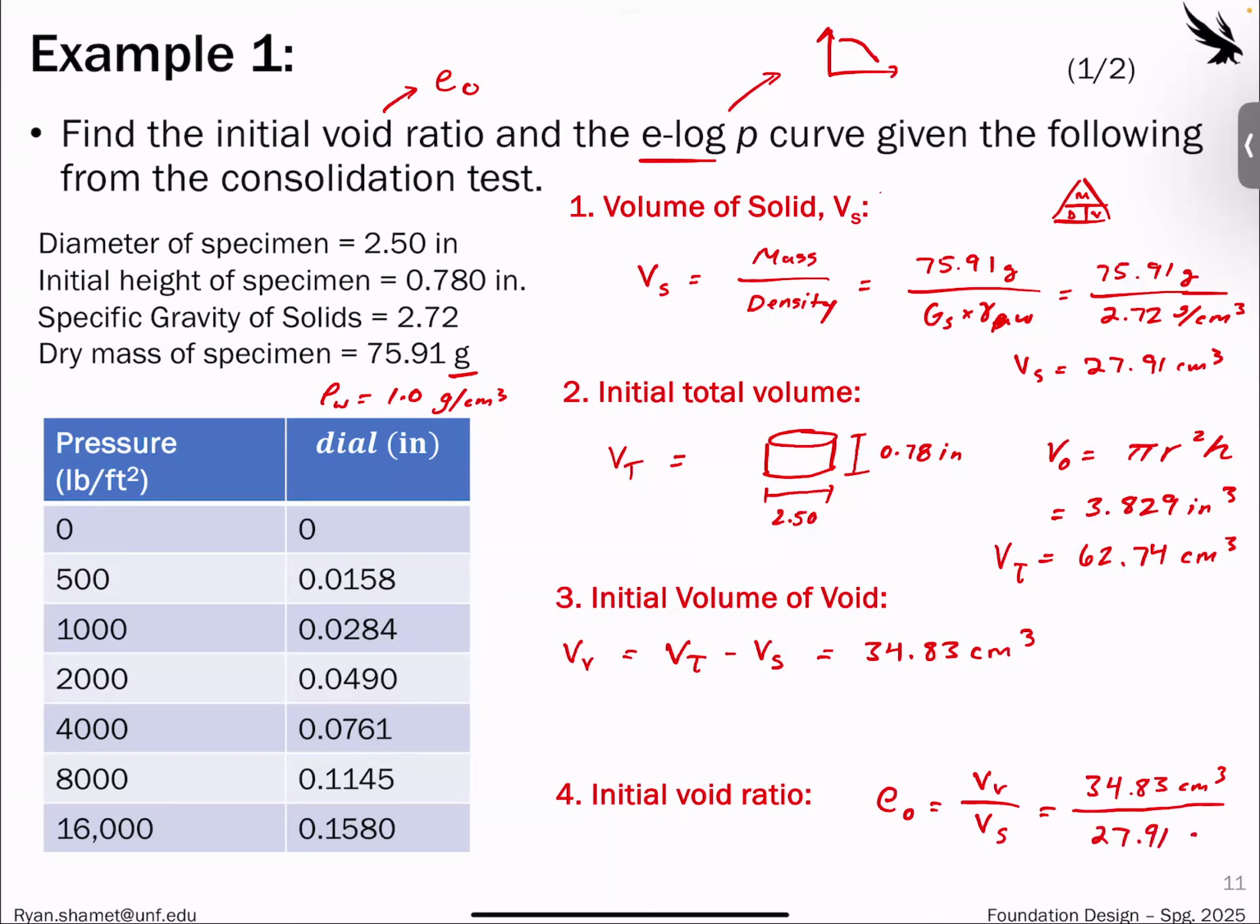27.91. I always just get choked up when I'm doing consolidation tests. And you could have done this in cubic inches, whatever, as long as the units cancel each other out, right? That's the beauty of ratios and math.